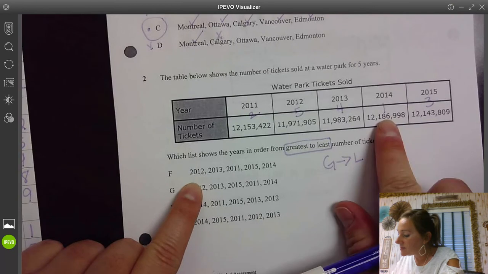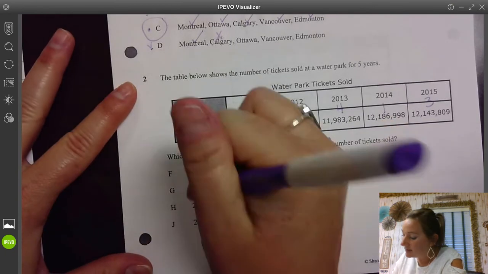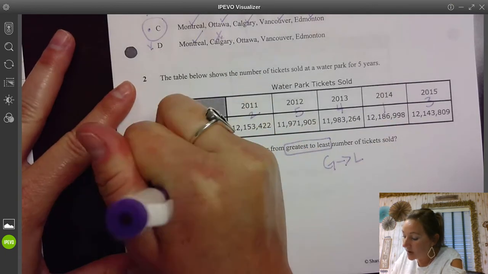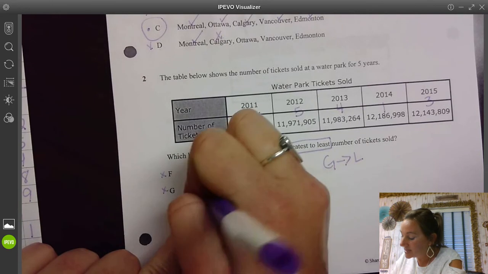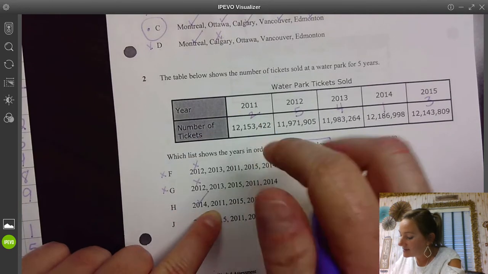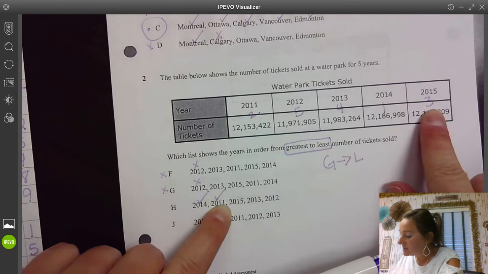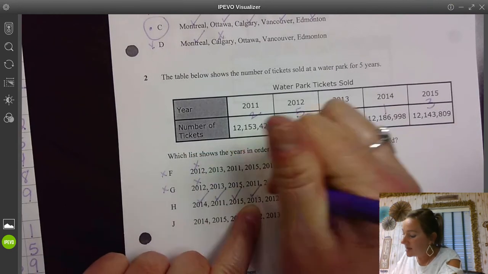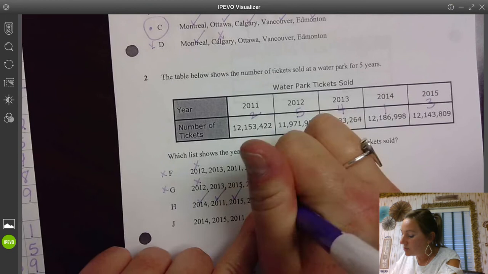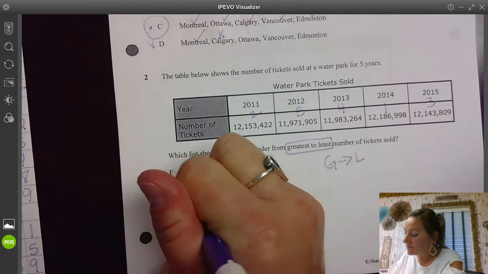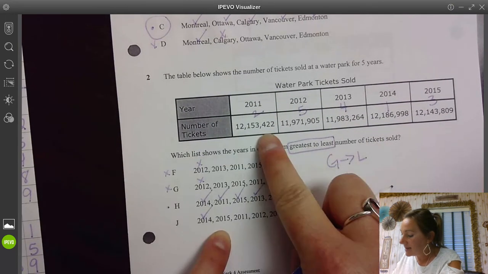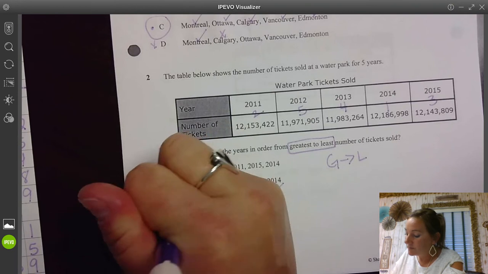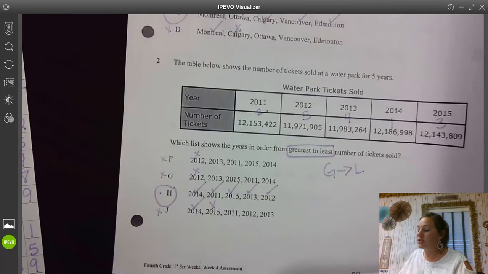My greatest was in 2014, so that's going to make these two not it. So 2014, check. My second was 2011, check. My third was 2015. My fourth was 2013. And my fifth was 2012. There's my possibility. 2014, yes. My second, 2011, nope. So my answer here is H.